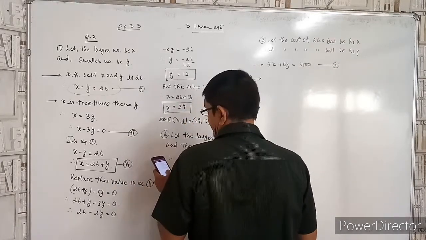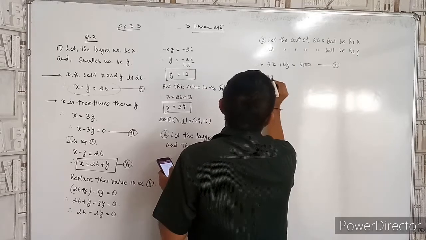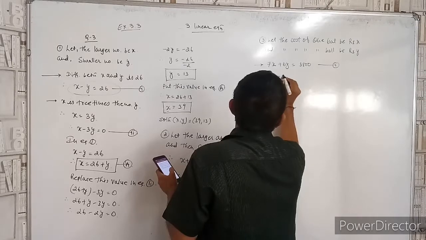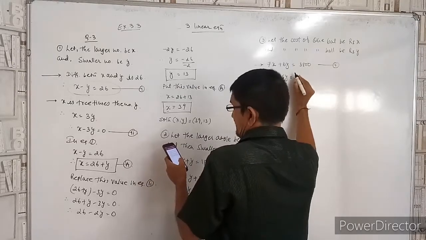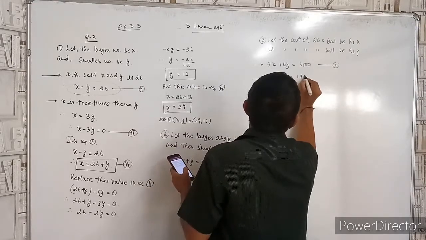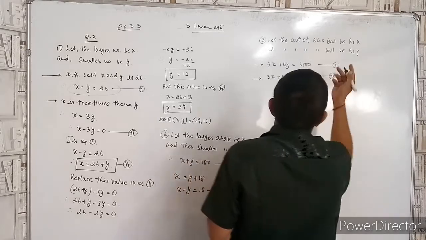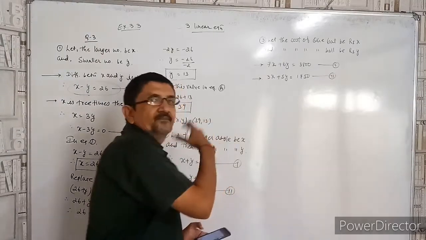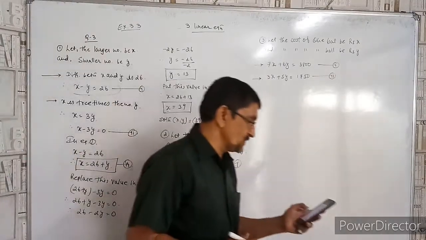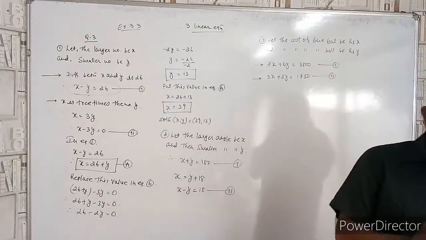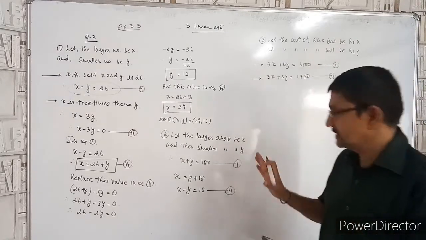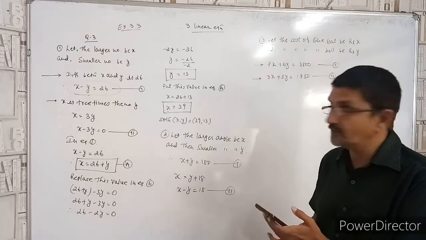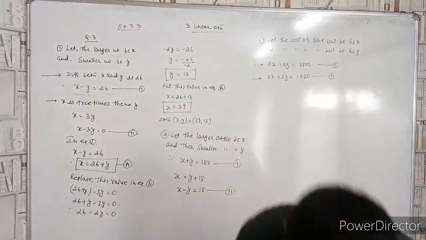And second equation: later she buys 3 bats. So it is 3x and 5 balls costing 1750. This is the second equation. Okay. So now these two equations you have to solve by the same method, that is the substitution method. Okay. So here we finished exercise 3.3 and the first method we have covered, that is the substitution method.